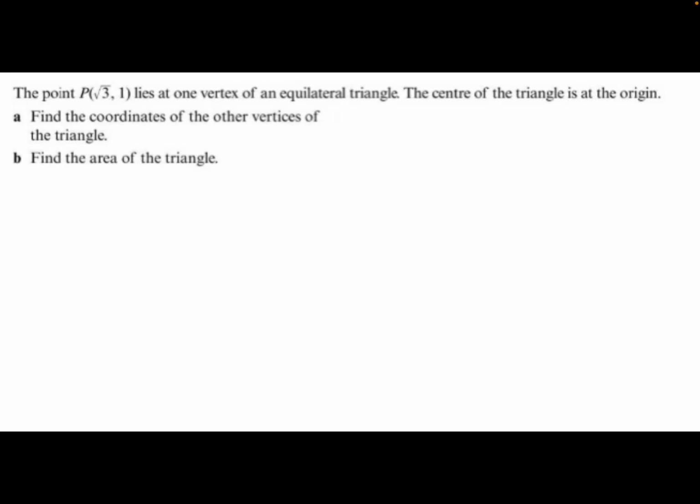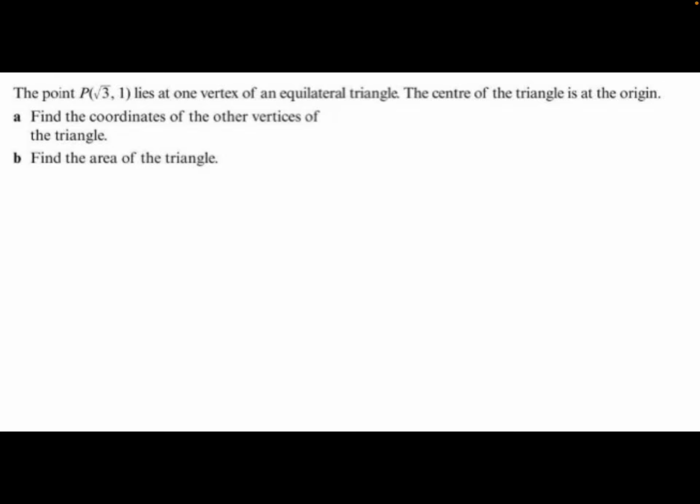So here's the first example we're going to have a look at. We're told that the point P, which has coordinates root 3, 1, lies at one vertex of an equilateral triangle. The centre of the triangle is at the origin. Find the points of the other vertices on the triangle and then find its area.